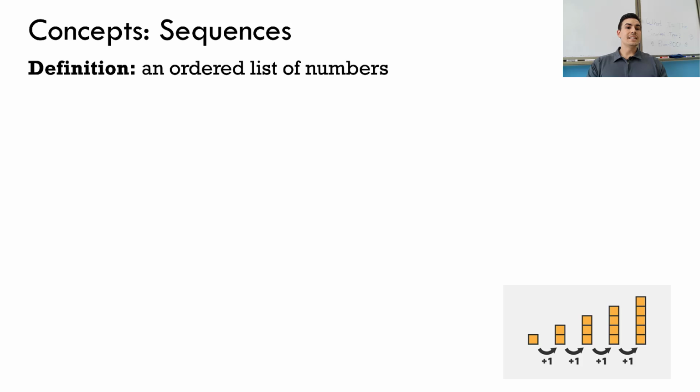First things first, what is a sequence? Well, it's just an ordered list of numbers. That's it. Just an ordered list of numbers. It's not some random list of numbers. It's going to have some order to it. Take a look at this example down here.